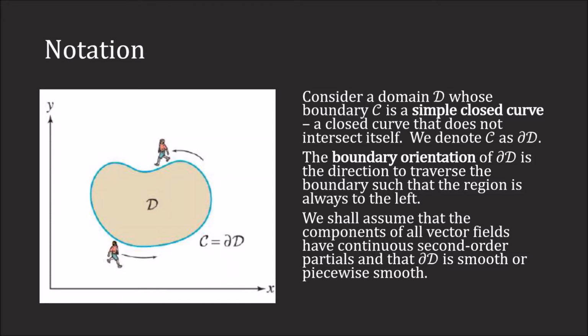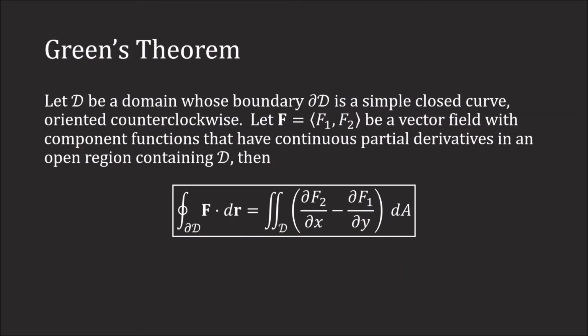Now, with all that preliminary, this is Green's theorem itself. Let D be a domain whose boundary is a simple closed curve oriented counterclockwise. Let F equal the vector F1, F2 be a vector field with component functions that have continuous partial derivatives in an open region containing D. Then the circulation around the boundary of D of F dot dr is the double integral over D of partial F2 partial x minus partial F1 partial y dA.